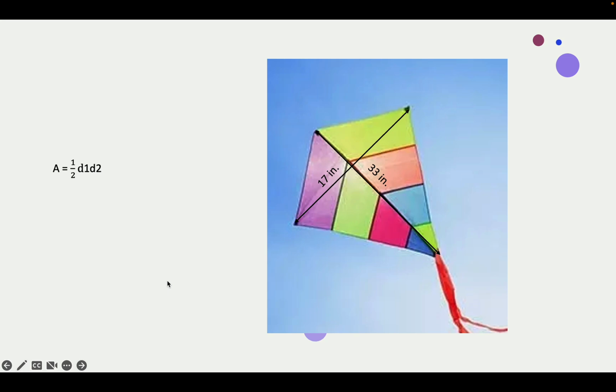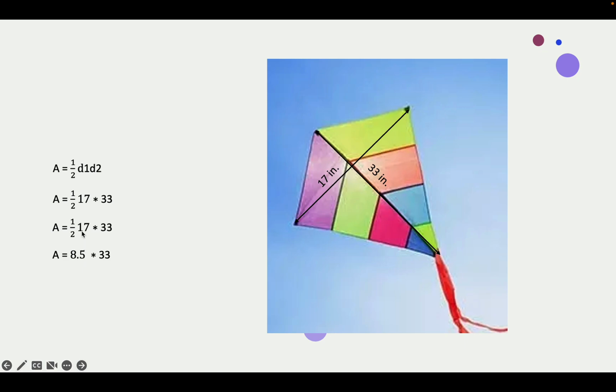Let's plop those numbers into the formula. So I have area equals half times 17 times 33. So let's go ahead and combine those first two. If I have half times 17, half of that is 8.5. So I'm going to plop that in here.